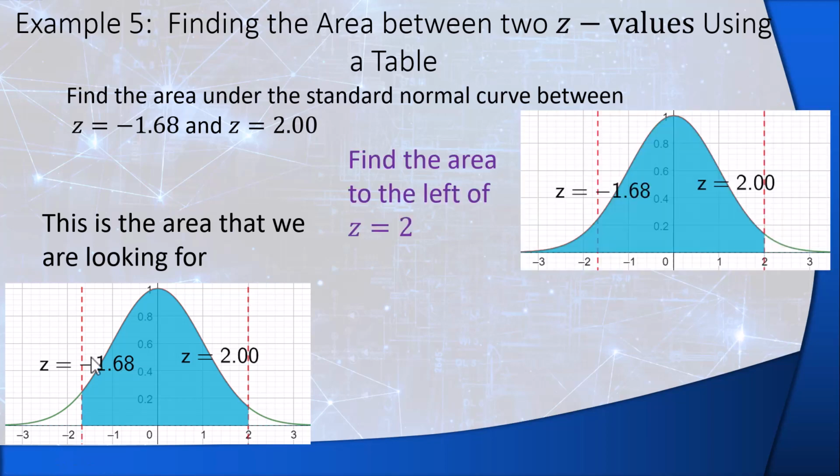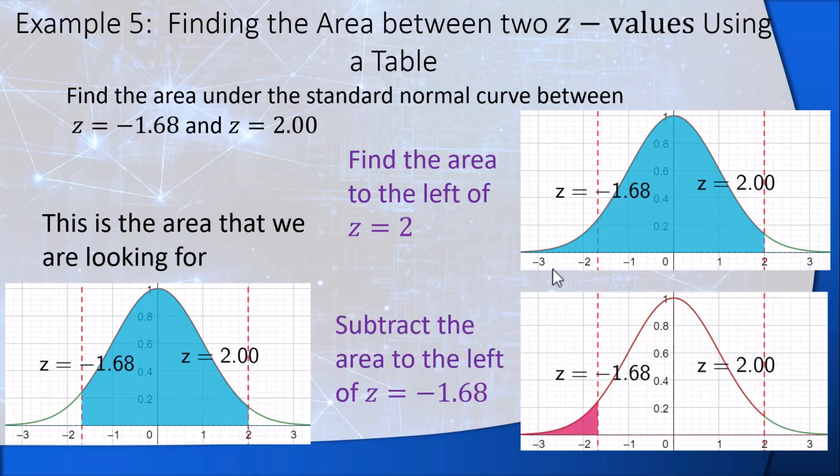Well, the first thing we can do is just find the area to the left of 2. It's giving us all this stuff right here, but it also includes all of the area to the left of negative 1.68. What are we going to do about that? What about if we subtract it away? If we subtract it away, then we have this. So how would you do that?